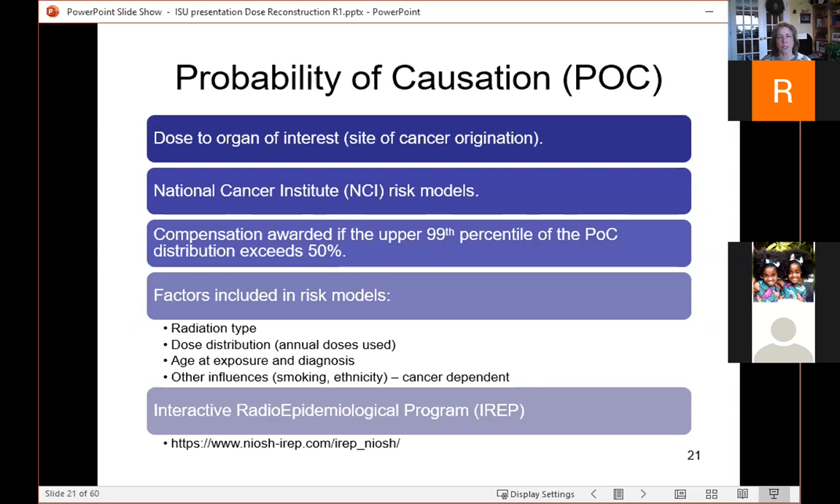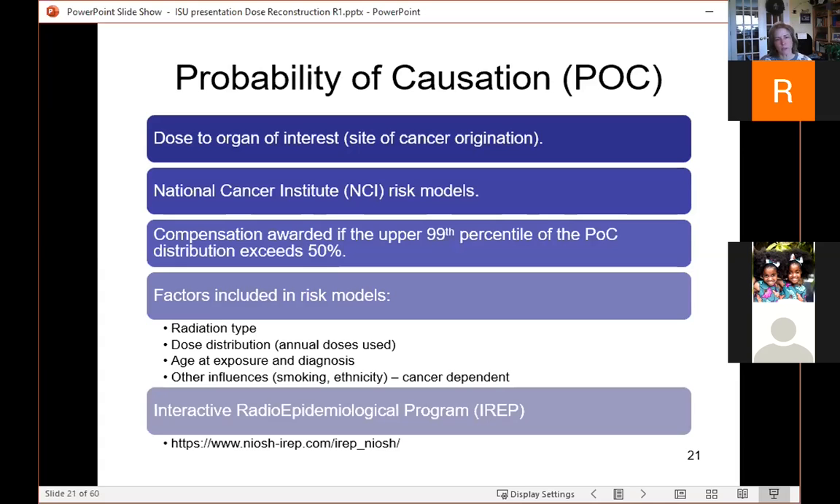So for the probability of causation, it's based on the dose to the organ of interest. This is why classification of the cancer is important, because it's the dose to the site where the cancer originated. The probability is based on National Cancer Institute risk models. And the probability is a distribution, so compensation is awarded if the upper 99th percentile of the probability distribution exceeds 50%. So it's very conservative, very favorable to the applicant.